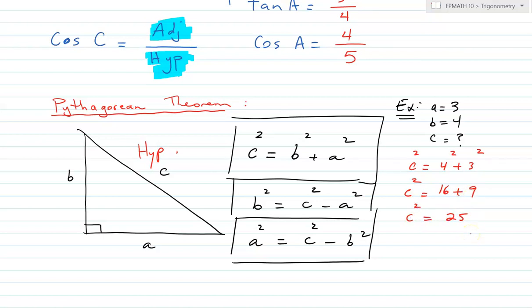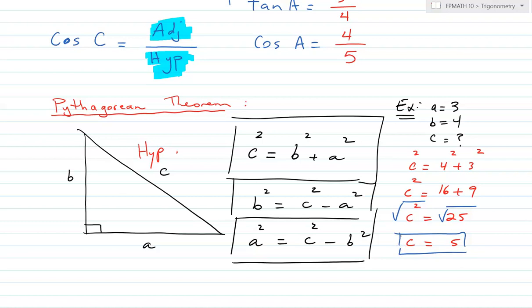Remember, you have to do the square first. And then to undo the power of 2, you have to take the square root of both sides. And that would be 5. So don't forget, you have to take the square root of both sides. And that would be 5 in this case. All right, so that's why the hypotenuse is 5.